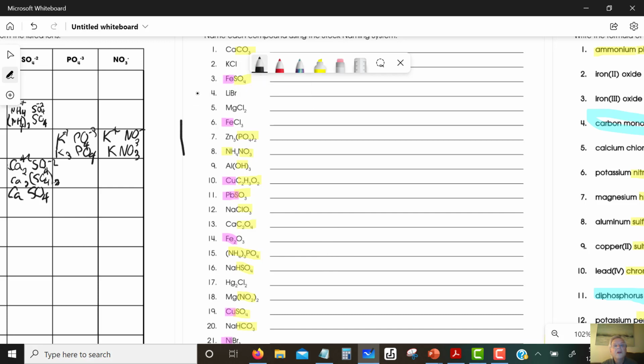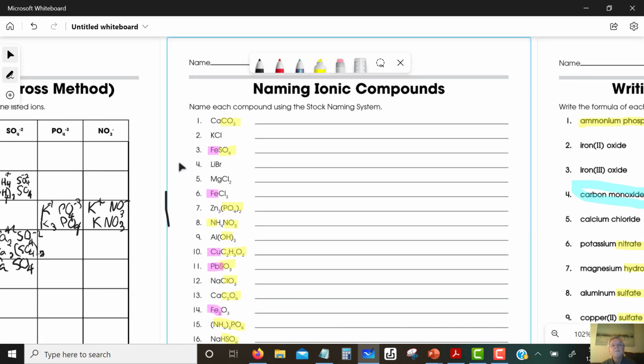So to make this a little bit easier for you on this page, naming ionic compounds, if it's highlighted in yellow, that is something that is in table E. You should look those up. If it is highlighted in pink, that is going to be the next slide that I talk about. And that is using the stock system. So let's just talk about this first compound. That would be calcium and carbonate when I write it out.